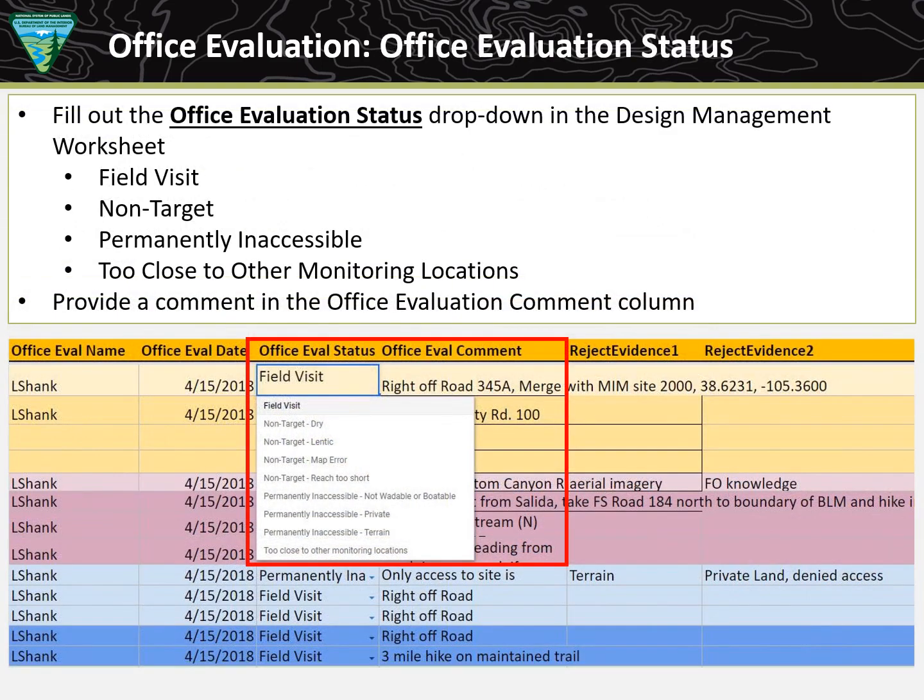Once each site has been evaluated in the office, the Office Evaluation Status dropdown in the Design Management Worksheet should be filled out. The options in this dropdown are field visit, non-target, permanently inaccessible, and too close to other monitoring locations. An office evaluation comment should also be provided with each point.